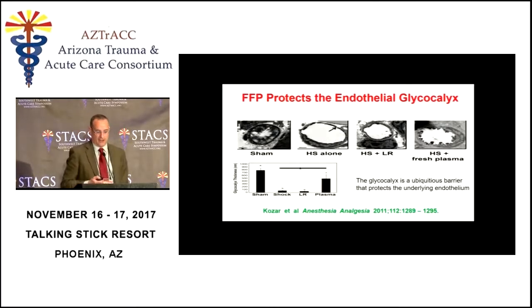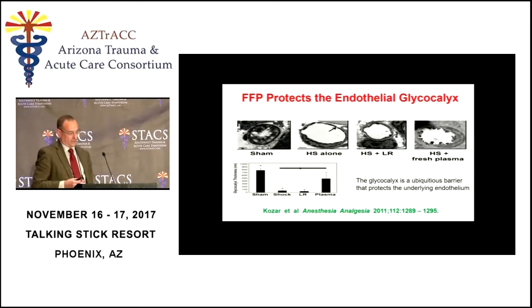And here's the actual data. This is looking at the glycocalyx. You can see on your right, the sham has a normal glycocalyx. You do hemorrhagic shock, you start to lose integrity of the glycocalyx. You give LR, it gets worse. You give plasma, you start to recreate the integrity of the glycocalyx. More going on than just coagulopathy.